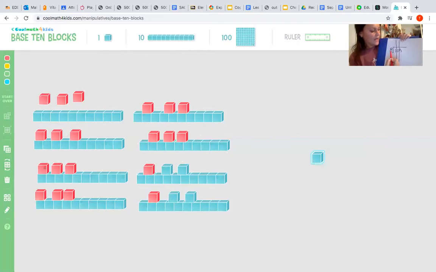So we have 8 can go into 105 13 times, and we have 1 at the bottom, remainder 1. So then we're going to write remainder 1 at the top. So 13, remainder 1. So now we know that 105 divided by 8 is equal to 13, remainder 1.